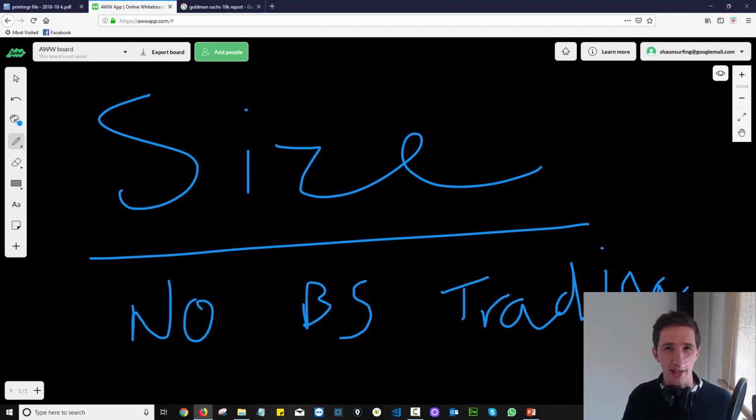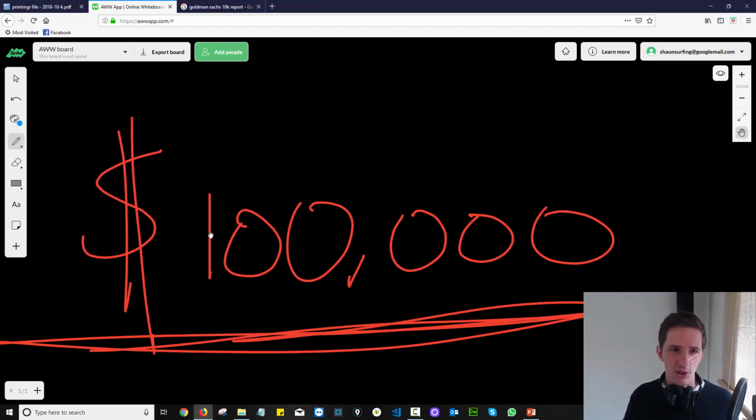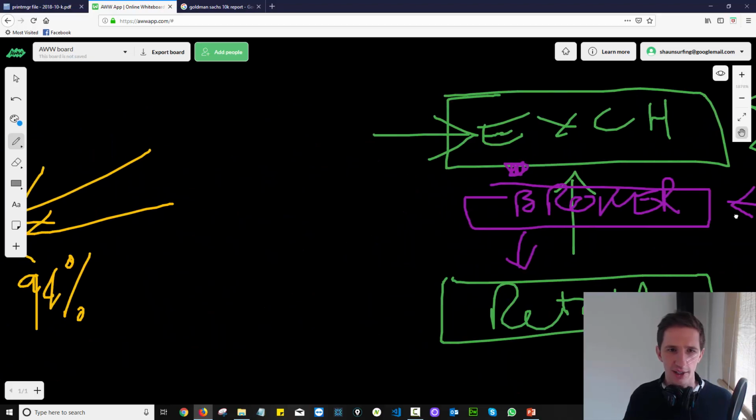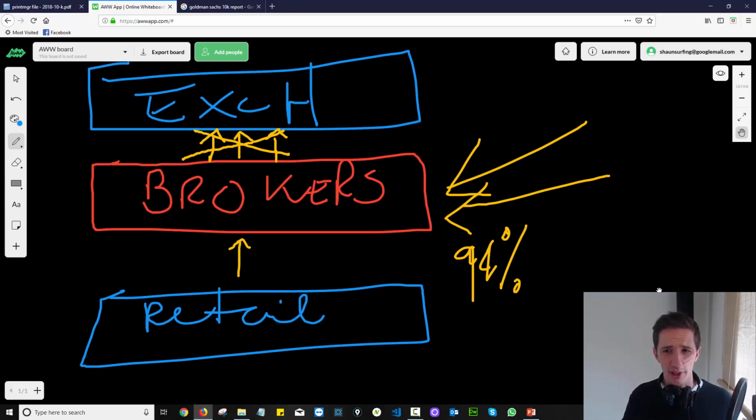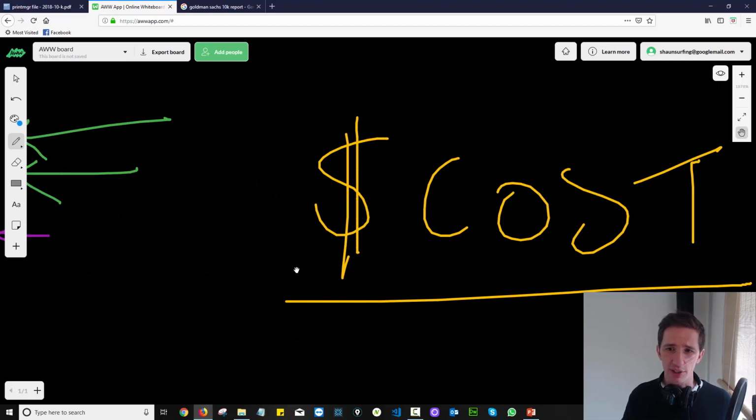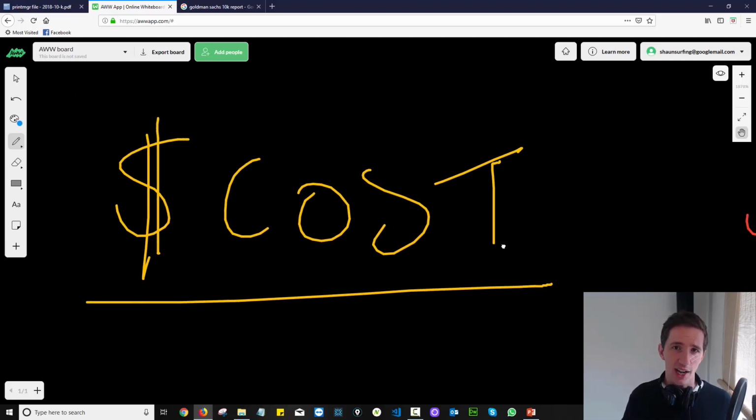But you'll learn that size matters. So the question is, you've got so much going against you as a retail trader. You've got the exchanges wanting to take your money. You've got middlemen wanting to take your money. You've got high costs, high spreads, etc.